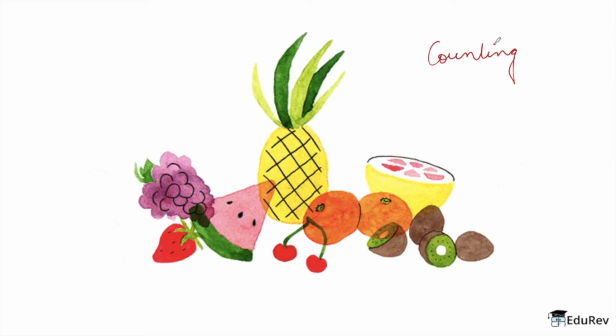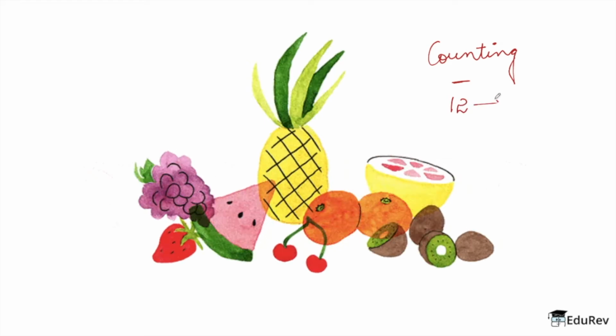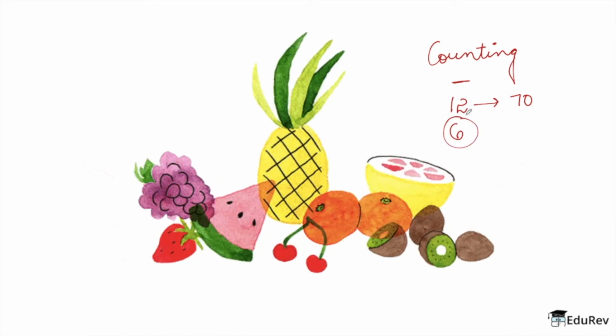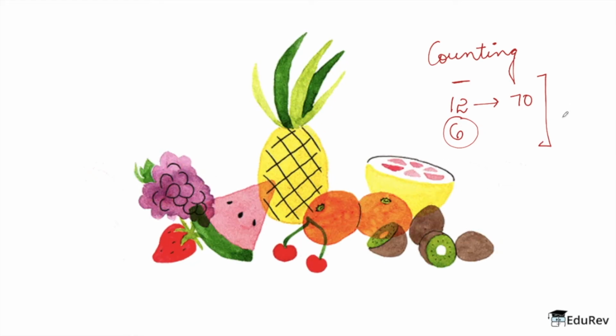For example, if you want to buy bananas, then you need to count them. If 12 bananas are, let's say, 70 rupees, then how much do you have to pay if you want to get 6 bananas? So for this calculation itself, you need what? Numbers. And not only this, for equations itself, you need numbers, right?